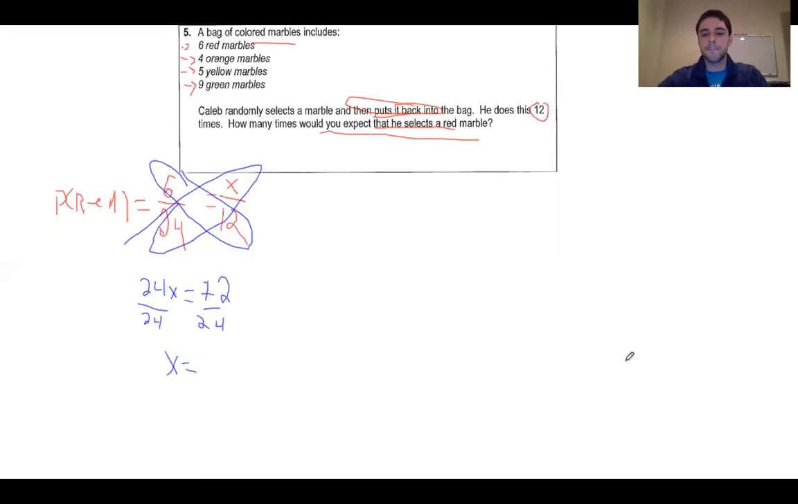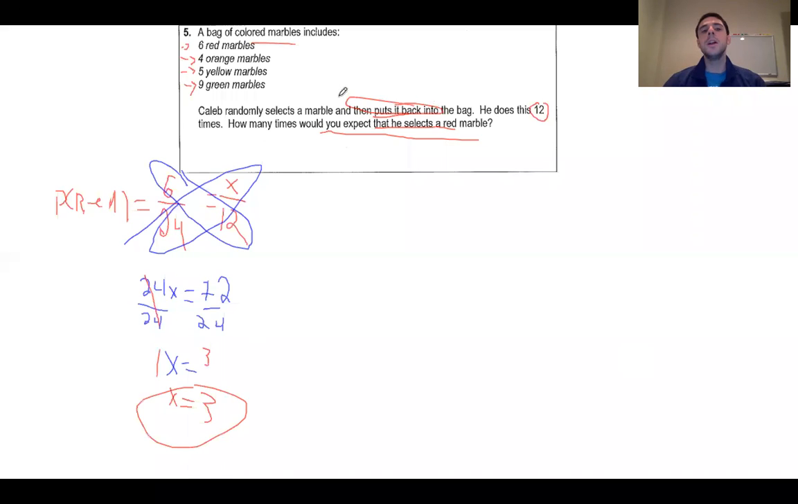Yep, one person got it. Or at least 2 more. What is x going to equal? So with 24x, we divide both sides by 24. So we just get 1x, or x, equals, excellent. It's going to equal 3.